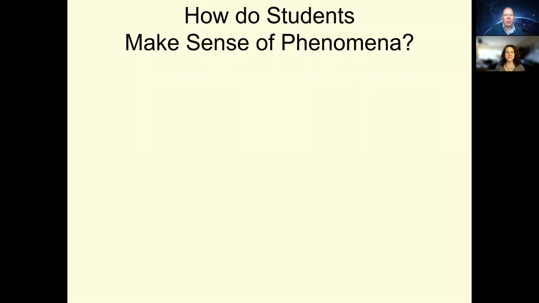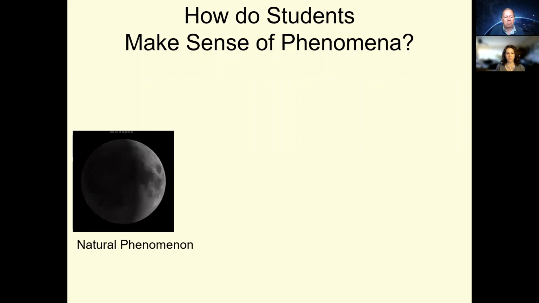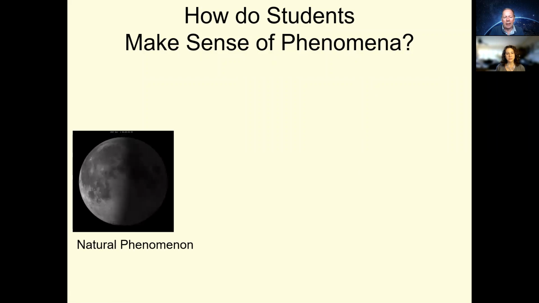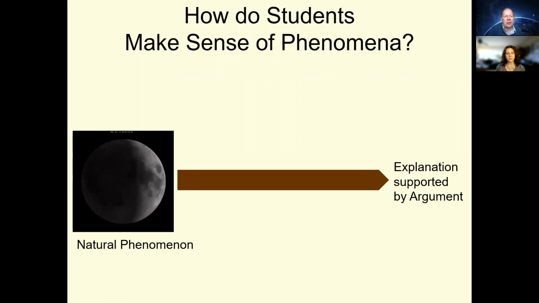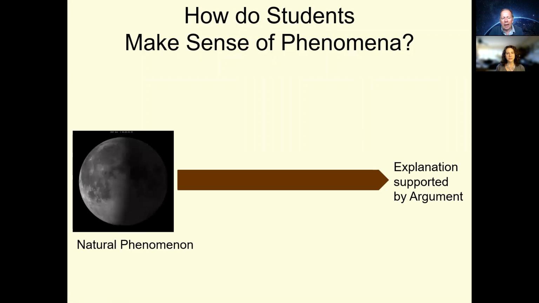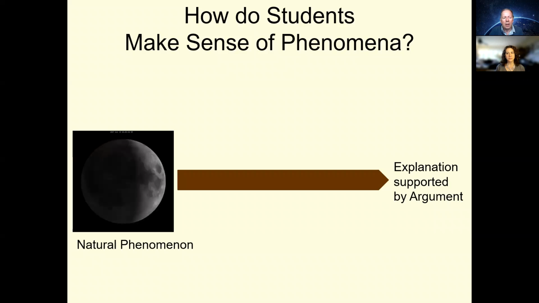In this video clip, we will discuss how students can make sense of phenomena. So let's say that students in a classroom are presented with a phenomenon about the changing appearance of the moon in the sky. So how can we support students as they make sense of this phenomenon and construct an explanation that is supported by an argument for how the evidence they can collect during their investigation supports that explanation?